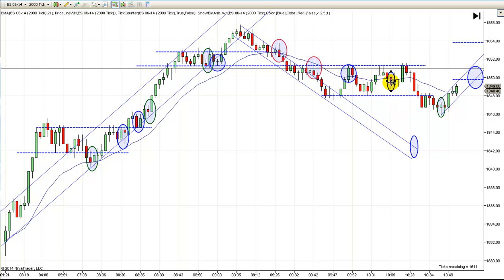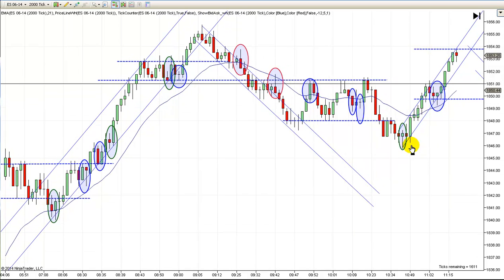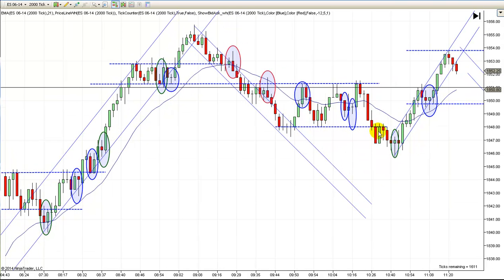So I like those two setups. When it got here and failed, I didn't really like going short. I think you had to wait on a second entry, and you never got that. And you just kind of moved straight back down here, and you got hung up in this little congestion area. And at that point, I moved this down to here.